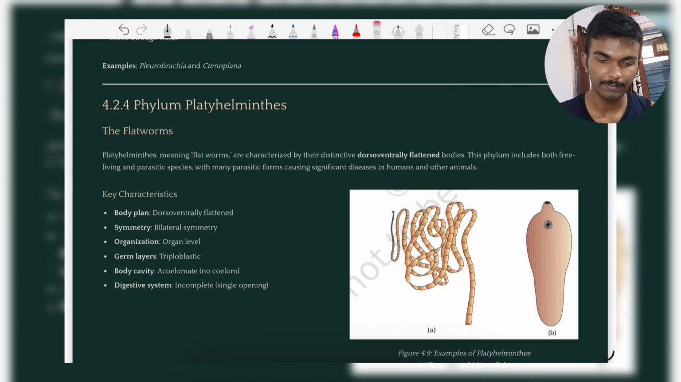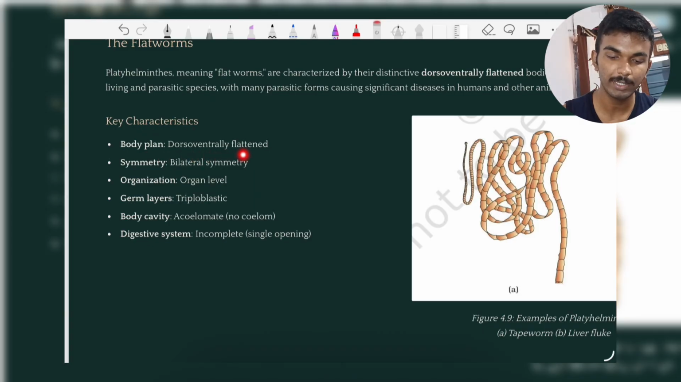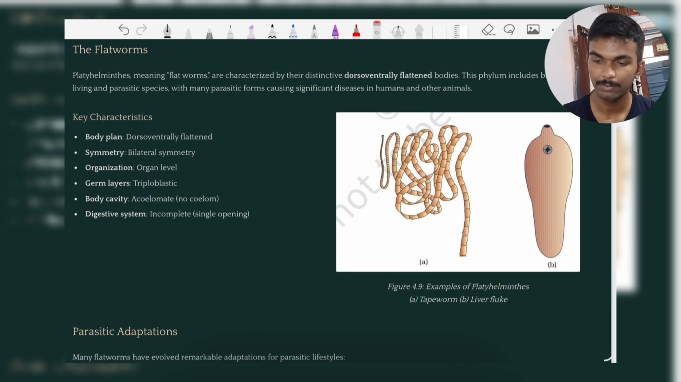Phylum Platyhelminthes, the flatworms. Platyhelminthes, meaning flatworms, are characterized by distinctive dorsoventrally flattened bodies. This phylum includes both free-living and parasitic species, with many parasitic forms causing significant diseases in humans and other animals. Key characteristics: body plan dorsoventrally flattened, bilateral symmetry, organ level organization, triploblastic germ layers, acoelomate, that is no coelom, and incomplete digestive system with a single opening. And here is the diagram of a tapeworm and the diagram of a liver fluke.